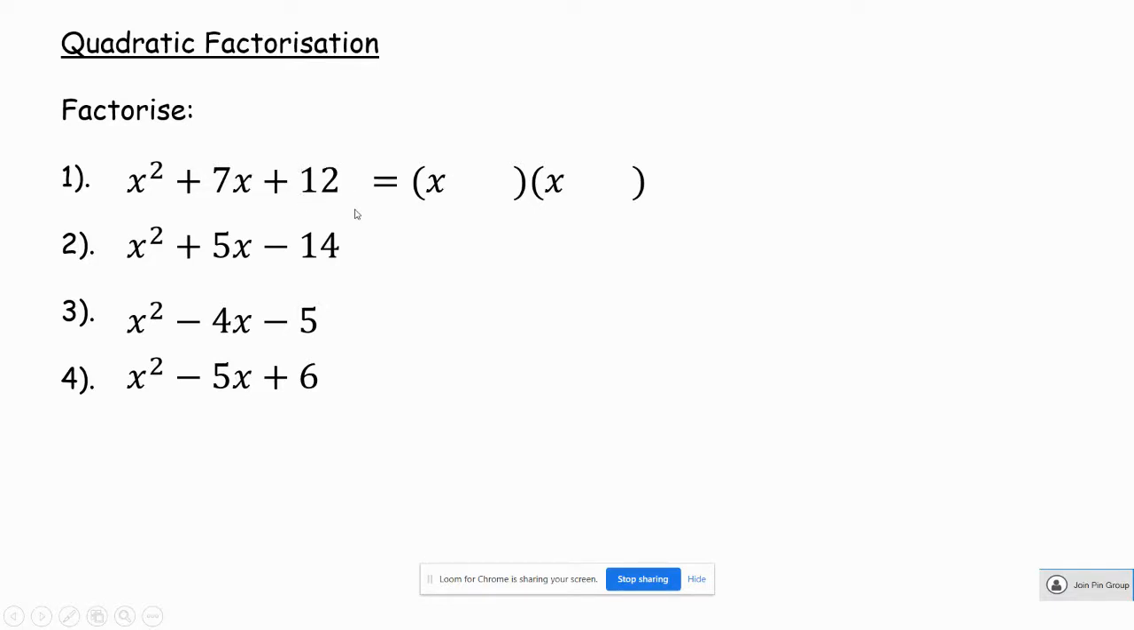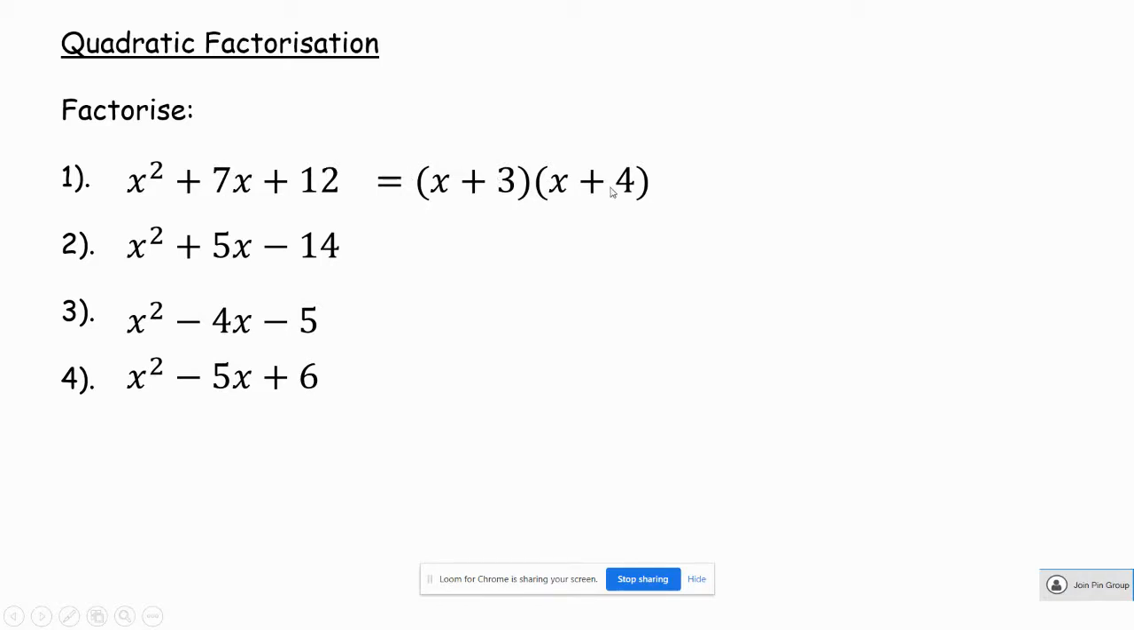Then you've got to figure out two numbers that add up to make 7 and multiply together to make 12. It's easier if you think about the multiplication first. So two numbers that multiply together to make 12, well, it could be 1 and 12, but they don't add to make 7. It could be 2 and 6, but they don't add to make 7. It could be 3 and 4. It is 3 and 4 because they do add up to make 7.